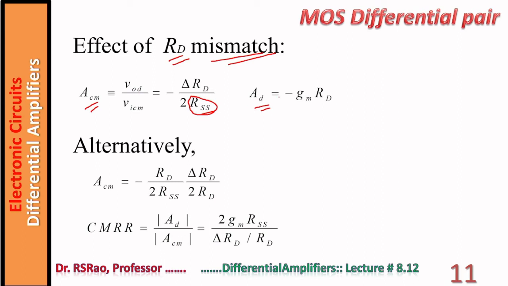AD, the differential gain, we have already seen, is minus GM RD. ACM can be expressed as minus RD by 2 RSS times delta RD by RD. So CMRR is mod AD by ACM. It turns out to be 2 GM RSS by delta RD over RD. So RD mismatch leads to a CMRR which is no more infinite.